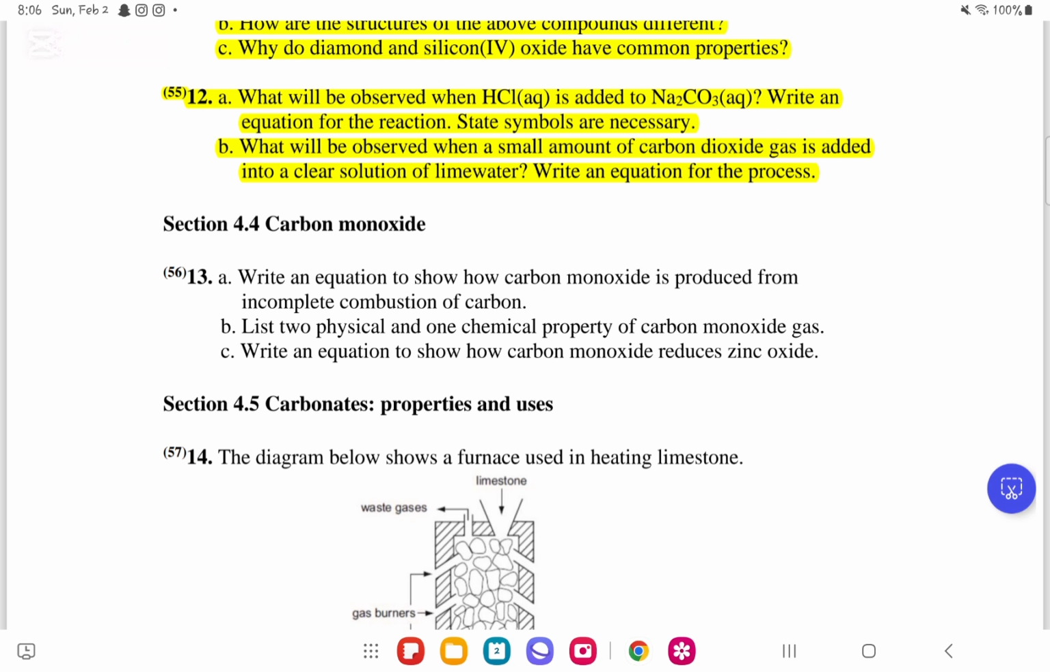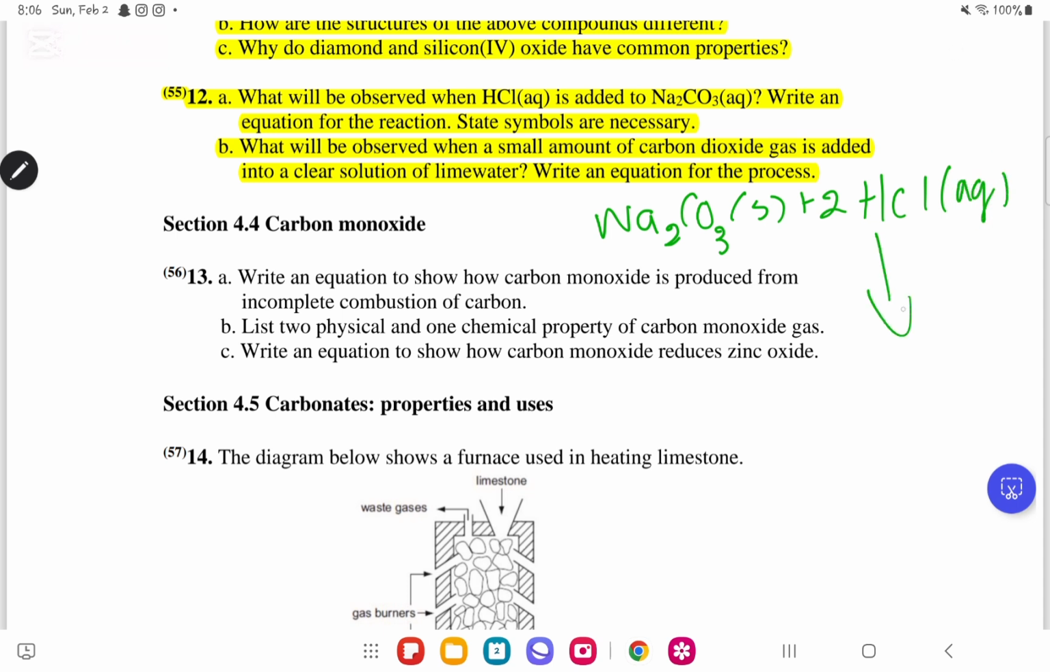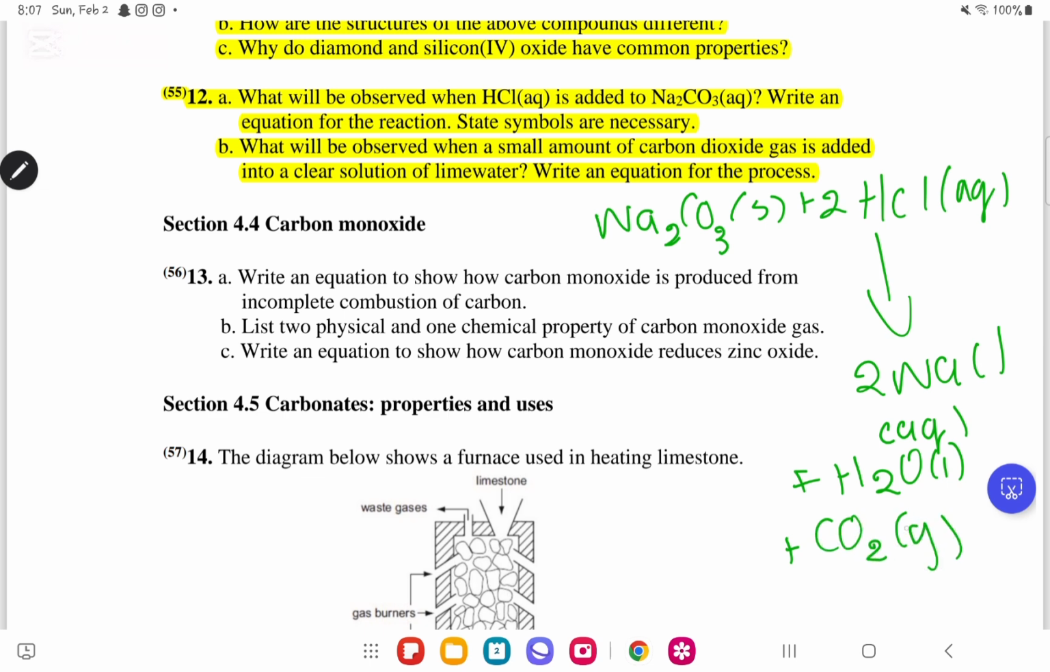Okay, what will be observed when HCl is added to Na2CO3 aqueous? Write an equation for the reaction. So very simply, the reaction is going to be Na2CO3 solid plus 2HCl aqueous is going to give us 2NaCl aqueous plus H2O liquid plus CO2 gaseous. Okay, so please do memorize this.